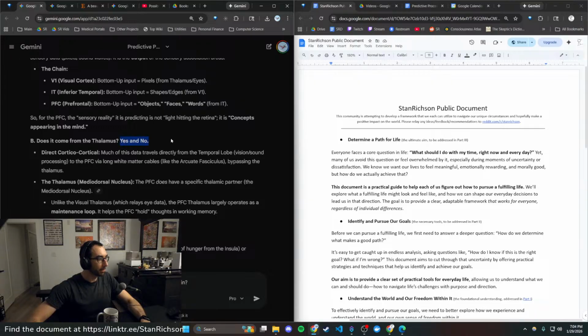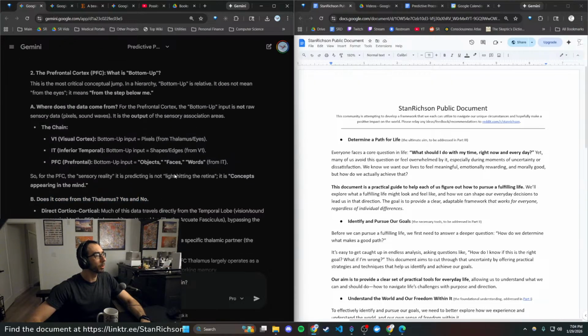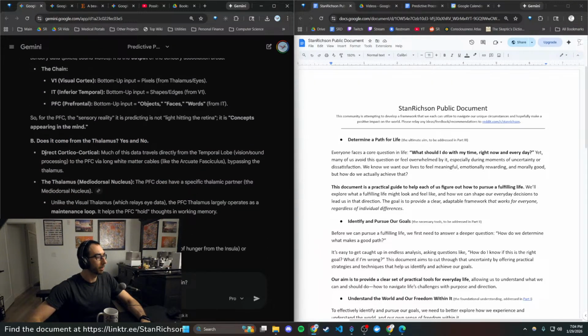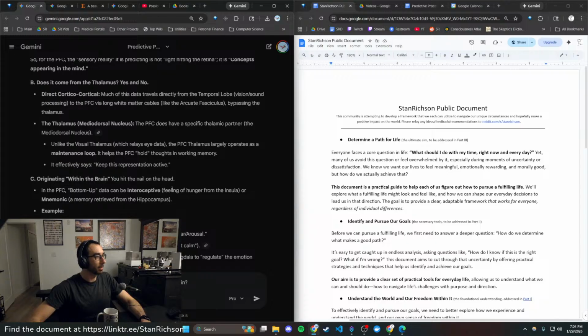The thalamus is giving everyone information, but also there's probably more direct pathways for the frontal cortex to get data. Much of this data travels directly from the temporal lobe, vision, sound processing, to the prefrontal cortex via long white matter cables, bypassing the thalamus. The prefrontal cortex does have a specific thalamic partner, the mediodorsal nucleus. Unlike the visual thalamus, which relays eye data, the prefrontal cortex thalamus largely operates as a maintenance loop. It helps the prefrontal cortex hold thoughts in working memory.